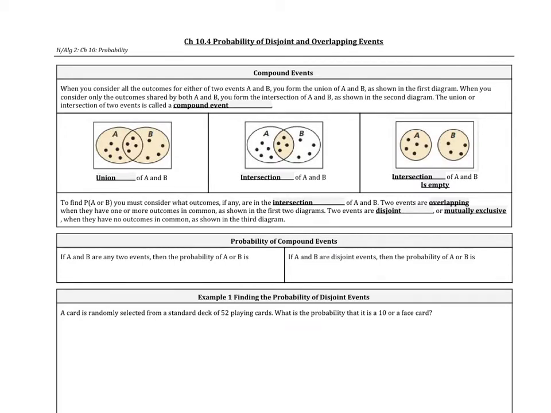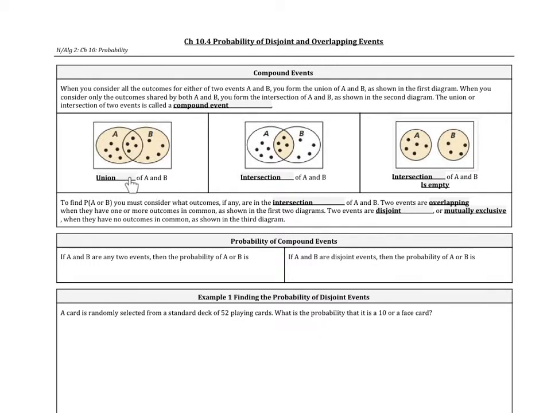Let's look at the probability of disjoint and overlapping events. When you consider all the outcomes for either of two events, A and B, you form the union of A and B, as shown in the first diagram. When you consider only the outcomes shared by both A and B, you form the intersection of A and B, as shown in the second diagram. The union or intersection of two events is called a compound event.